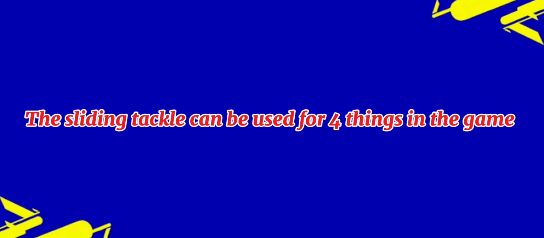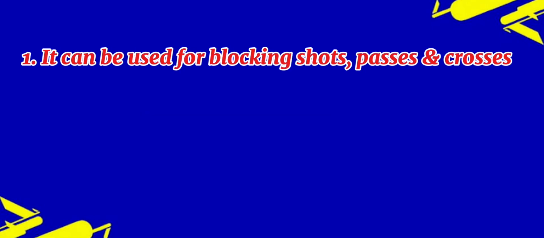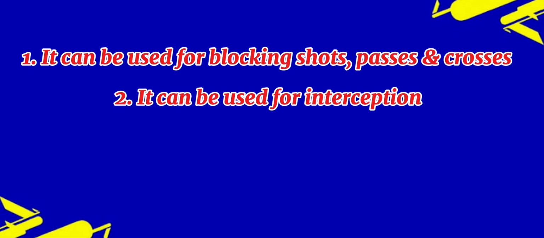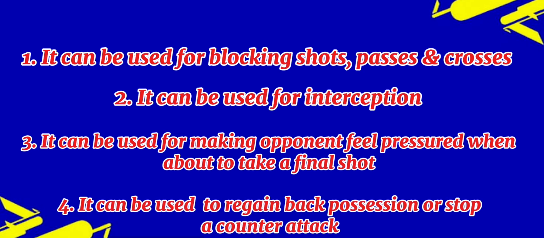The sliding tackle can be used for 4 things in the game. 1. It can be used for blocking shots, passes and crosses. 2. It can be used for interception. 3. It can be used for making the opponent feel pressured when about to take a final shot. 4. It can be used to regain possession or stop a counterattack.